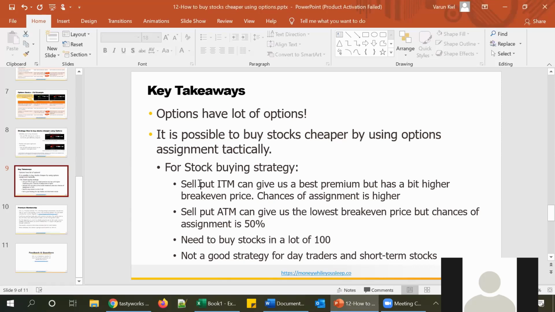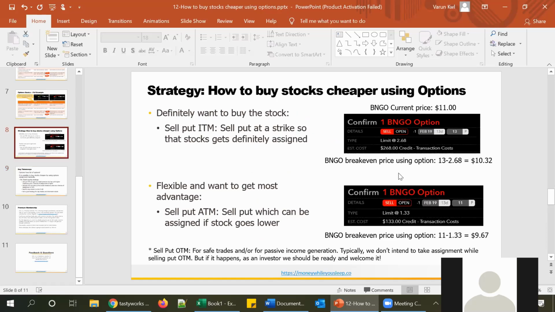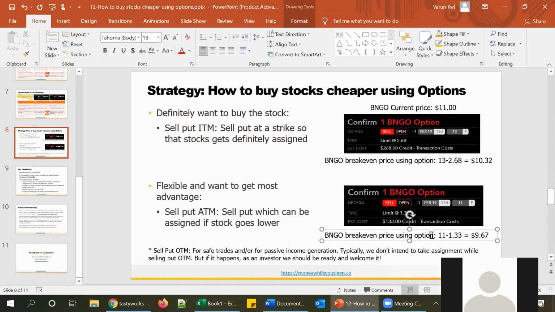So sell put in the money can give you higher premium, but your break even is going to be a bit higher, or it won't be the best. If you are at the money, you are selling it exactly where the price is, your break even is going to be the best. But the chance of assignment is obviously 50%. But still, mostly people will prefer this because you are getting the best break even pricing here if it gets assigned.